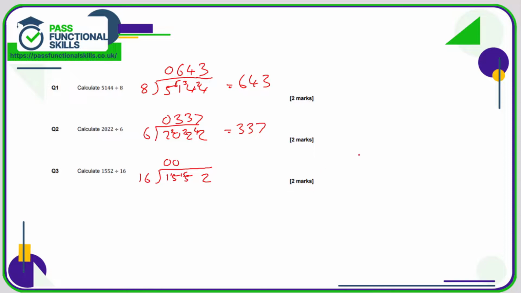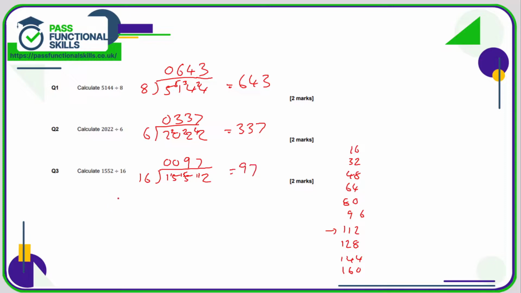Now what you might need to do here is just write out your 16 times table. So 16, 32, 48, 64, 80, 96, 112, 128, 144, and that's as far as we'll go because the next one is 160, which overshoots. So 155 divided by 16 is 9, and 9 16s are 144, so that is a remainder of 11. 112 divided by 16, well, that's on the list there, so 7. So the answer is 97.